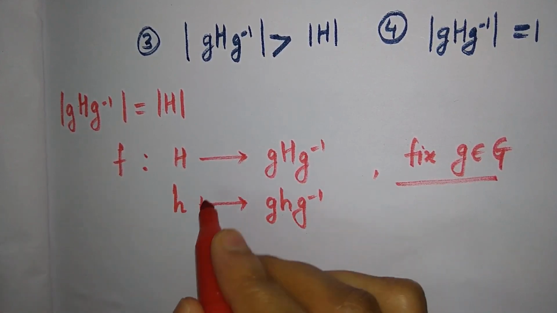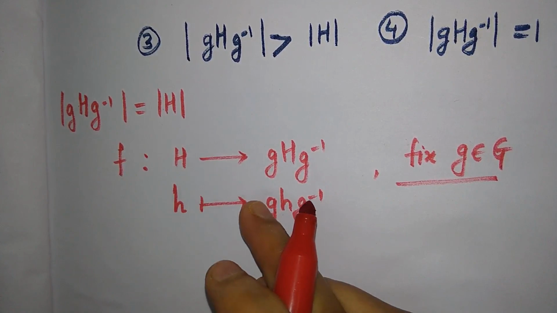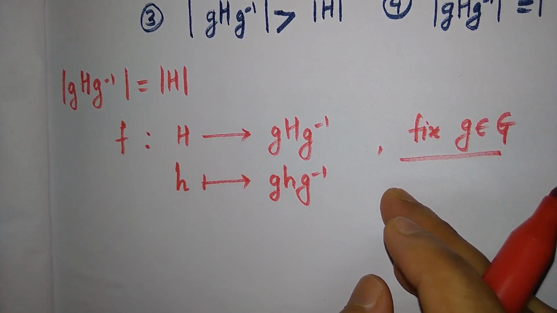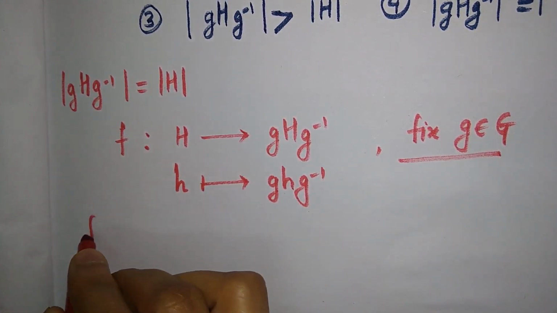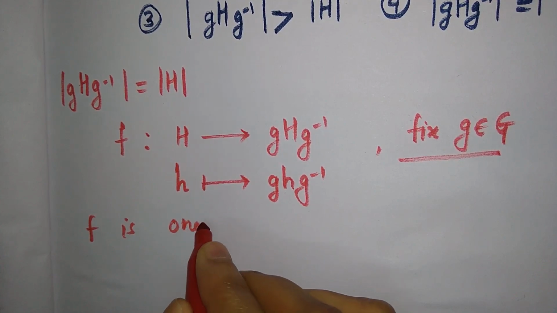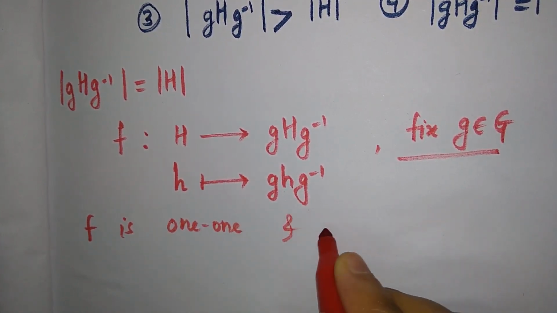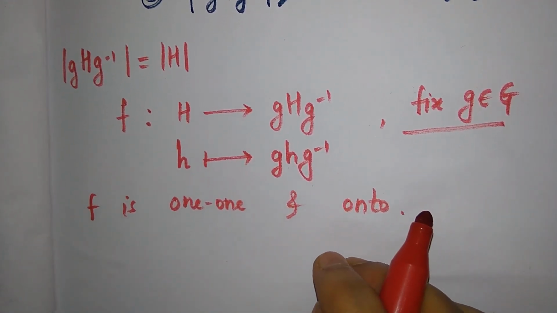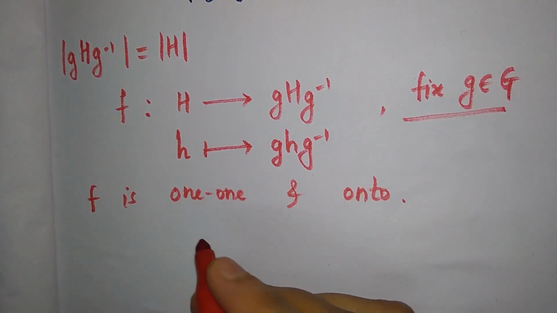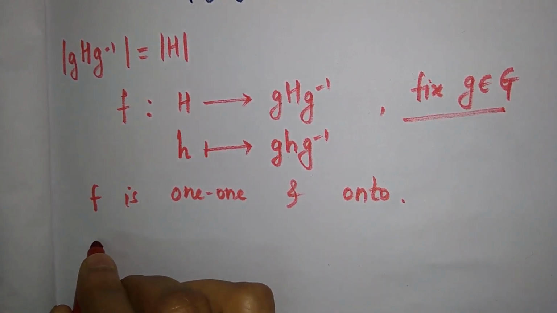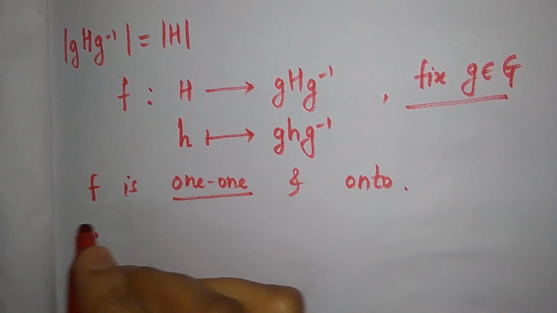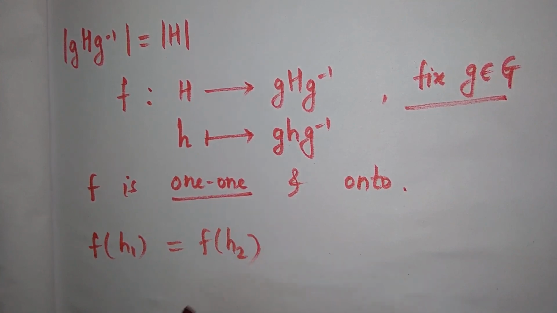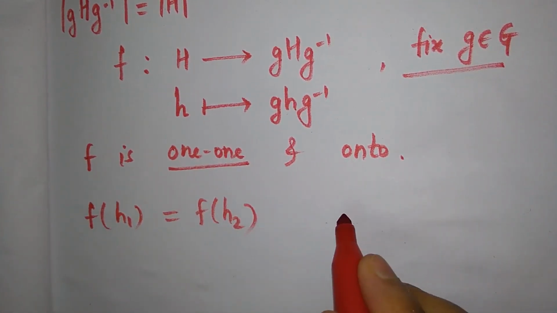Now we just show that this f is a bijection between these two sets. So what do we have to show? We just have to show that this f is 1-1 or injective and onto, right? So that this f will be a bijection between H and GHG inverse. So let us first prove that it is 1-1. That means f of h1 is equal to f of h2 must give us h1 is equal to h2.